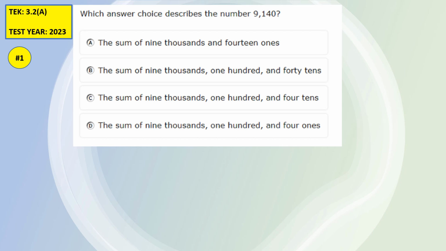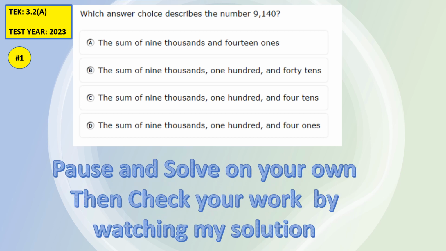Now let's talk about the word sum. Sum is the total amount from an addition problem. So for all of these answer choices, you're putting these numbers together to create the number 9,140. Go ahead and pause and solve on your own, then check your work by watching my solution.